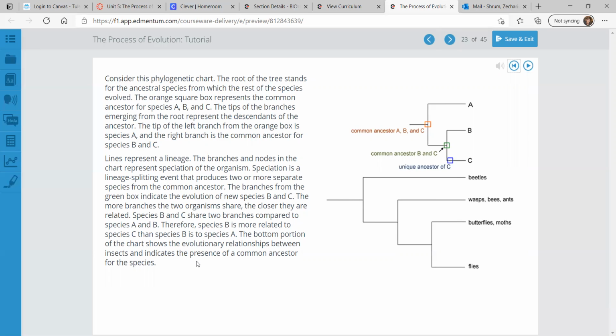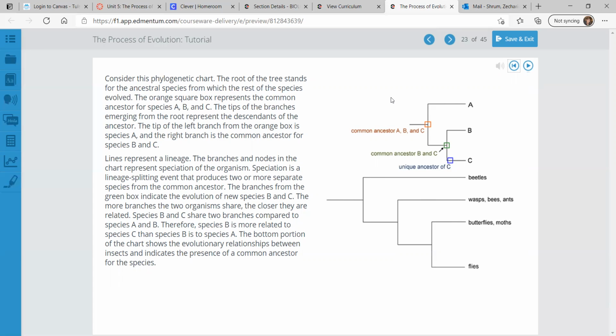The more branches the two organisms share, the closer they are related. So species B and C share two branches compared to species A and B. Therefore, B is more related to C than B is related to A. So A is further away from B, B and C are closer together. Makes sense. The bottom portion of the chart shows the evolutionary relationships between insects and indicates the presence of a common ancestor for the species.